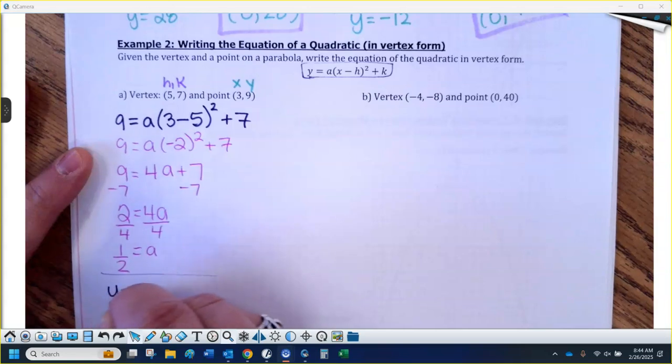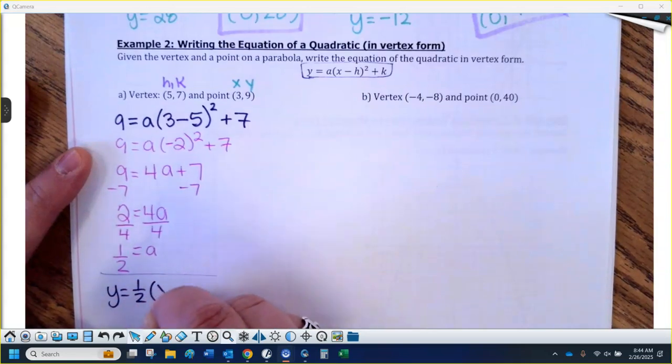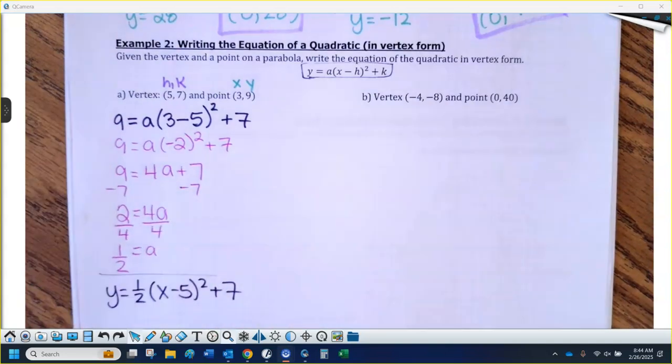So it would look like this, y equals 1/2, and then x minus 5 squared plus 7. You have the vertex from the directions, and then you have to go through and use that information with the other point to help you find the a value. Once you have that, you're good. Is anybody having a question?